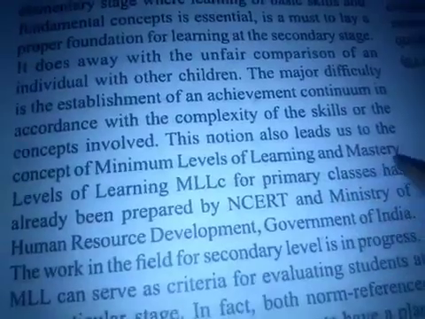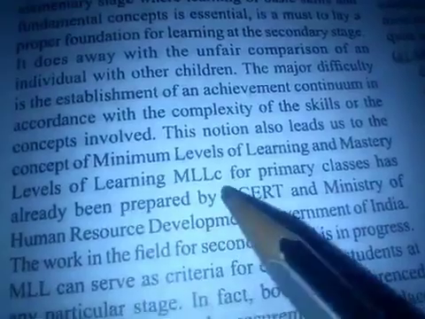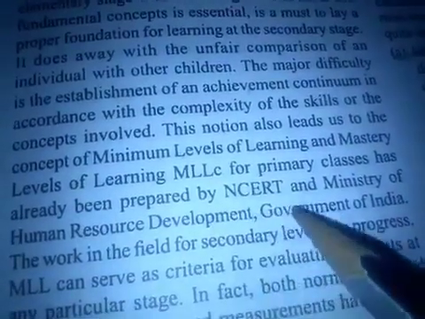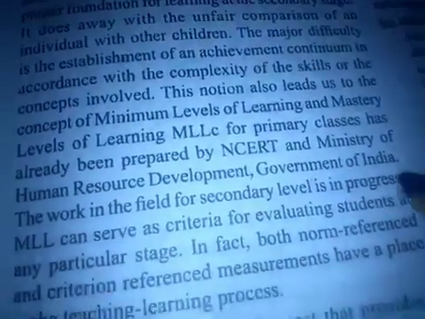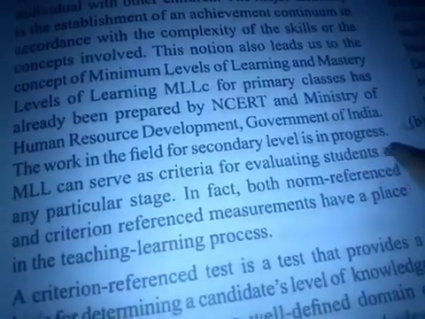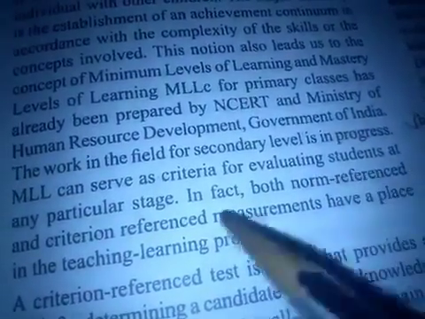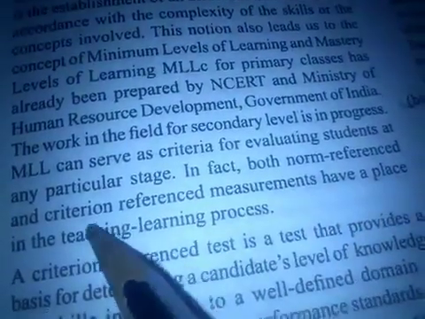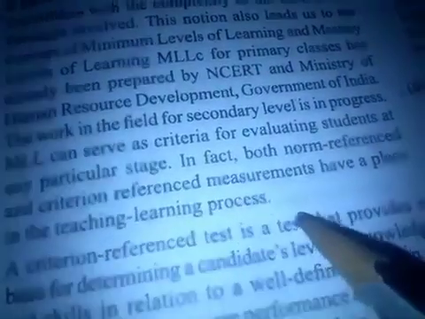This notion also leads us to the concept of minimum levels of learning and mastery. Minimum Levels of Learning (MLL) for primary classes has already been prepared by NCERT and the Ministry of Human Resource Development, Government of India. The work in the field for secondary level is in progress. MLL can serve as criteria for evaluating students at a particular stage. In fact, both norm-referenced and criterion-referenced measurements have a place in the teaching-learning process.